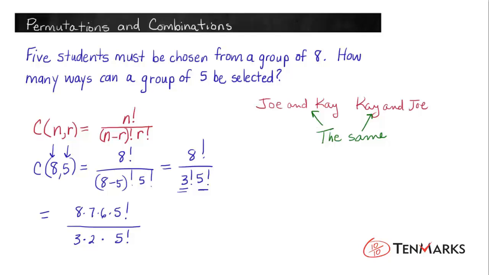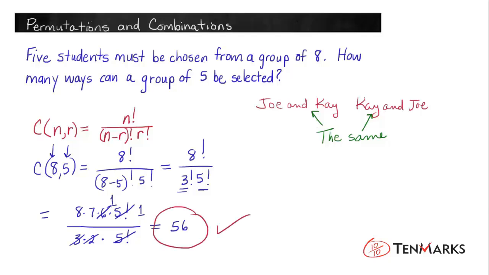And that makes it easy to say 5 factorial divided by 5 factorial is 1, and 2 times 3 is 6, so we could go ahead and divide it into this 6, and that's going to give us another 1. So our answer is just 8 times 7 times 1 times 1, or 7 times 8, or 56. So there's 56 ways for 5 students to be chosen from a group of 8 students.